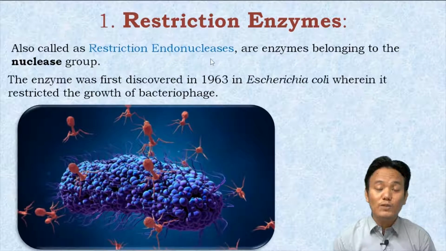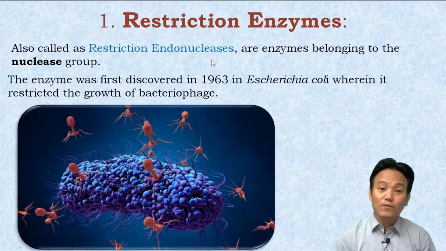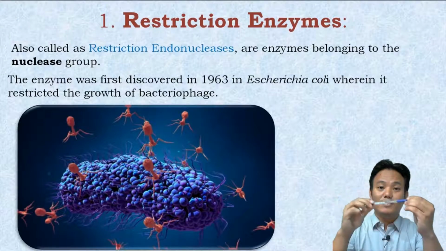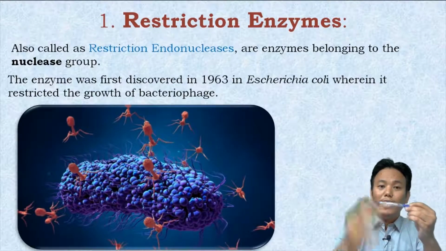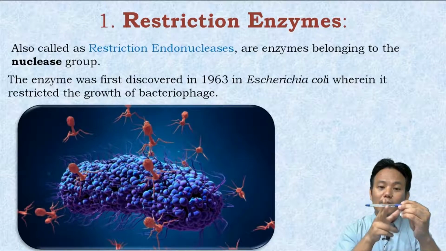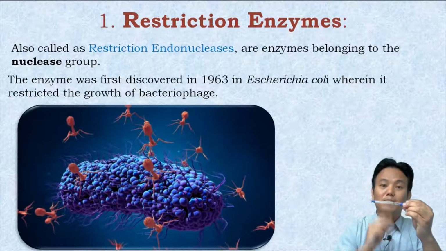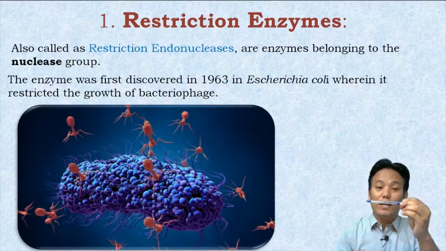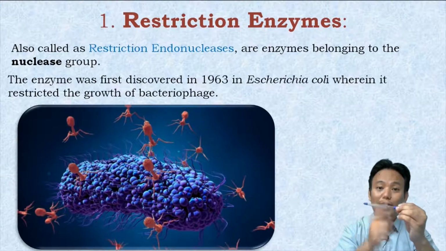Endonucleases are those enzymes which can break down the phosphodiester bond right in the middle of a polynucleotide chain. So let's say this is a polynucleotide chain, let's say this is a DNA, right? Endonucleases can break the nucleic acid right in the middle. So these are like molecular scissors. They can cut the DNA or RNA right in the middle. So therefore they are called endonucleases.